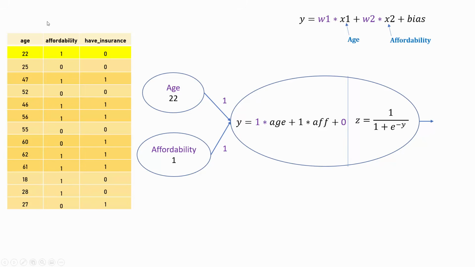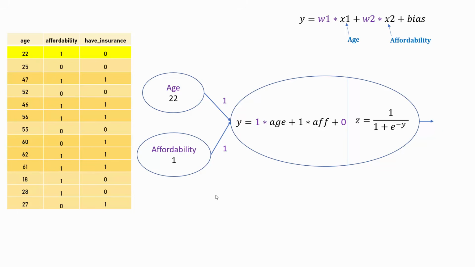So what I'll do is I will first feed the first sample. So age is 22, so 22 is here. Affordability is 1, 1 is here. And I will initialize the weights to some random value. Here I initialize them to be 1, so you see two purple ones here, 1 and 2. And I will also initialize bias, which is here in purple, 0. So I initialize them to 1 or 0. You can initialize to some random value as well, doesn't matter.